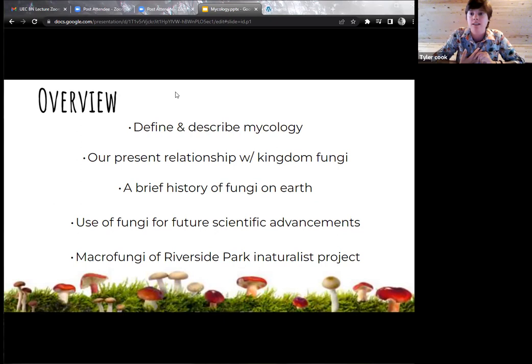And then I'll share the project that I've been working on with observations from this summer's macrofungi of Riverside Park, as well as the iNaturalist project that I created for future Urban Ecology Center observations.